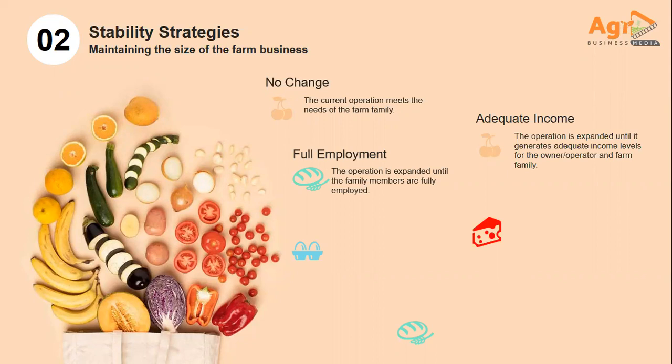The third one is adequate income, where you expand your operation until it generates adequate income levels for your family, to mean that you are now getting enough to cover your family expenses. Then the following one, profit, is after a period of expansion, you may decide to sacrifice future growth by not reinvesting in the business, but using all business returns for consumption.